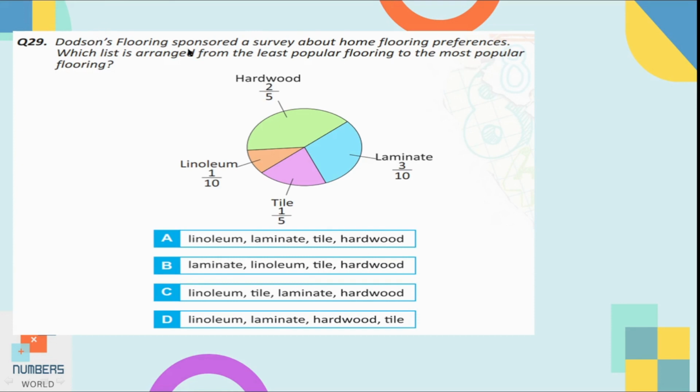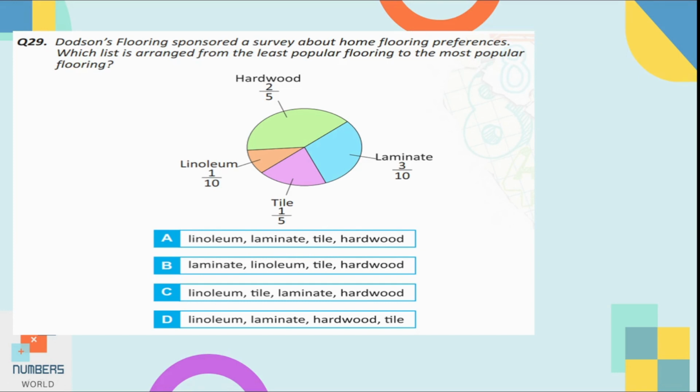Question number 29. Dudson's Flooring sponsored a survey about home flooring preferences. Which list is arranged from the least popular flooring to the most popular flooring? We can see that a pie chart is given to show the preferences of the flooring, and the fractions are also given. To compare the fractions, we have to make sure the denominators of all the fractions are same, and we will take LCM to do that.